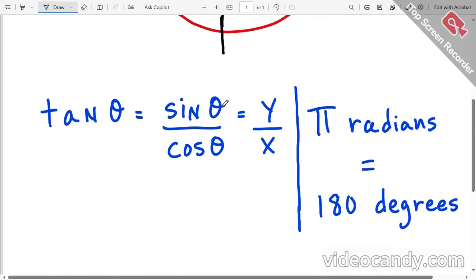Now, for this particular exercise, if you want to convert radians to degrees, you want to remember that pi radians equals 180 degrees.